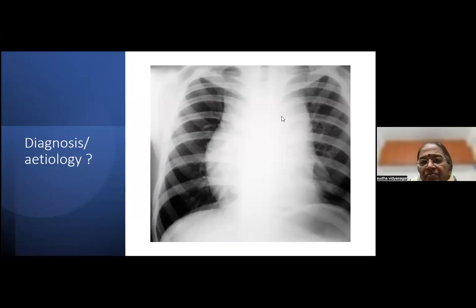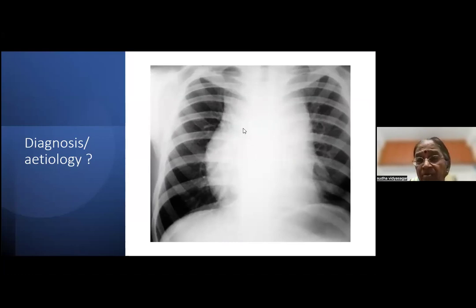Okay, this we can finish off. It's a hilar widening, mediastinal widening. Could be anything, isn't it? It's a wide mediastinum. Could be anything. It need not be a lymph node. It can be even a thymoma, can be a teratoma. It can be any mediastinal node coming from anywhere.